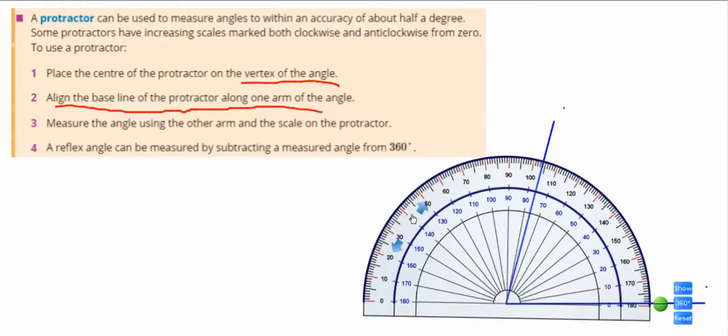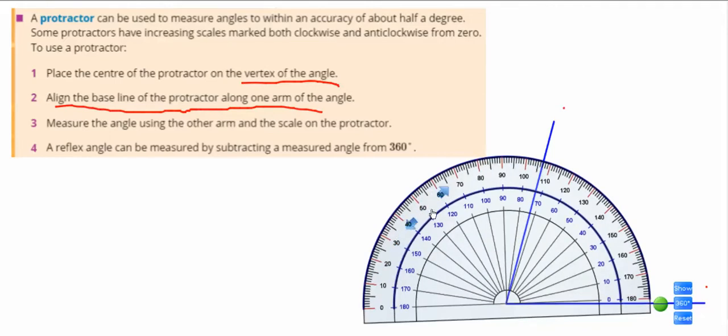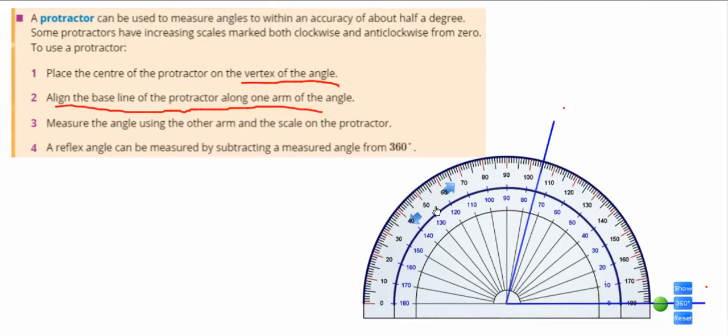So once that is aligned, again, I'll put this back accurately if I can. There we go. Start at the 0 point and you read around until you get to the other arm, which is here. So I've gone from 40, 50, 60, 70, go up to the smaller ones, and I'm at 75 degrees. Okay, 75, and make sure my units is after it, 75 degrees. Really simple.